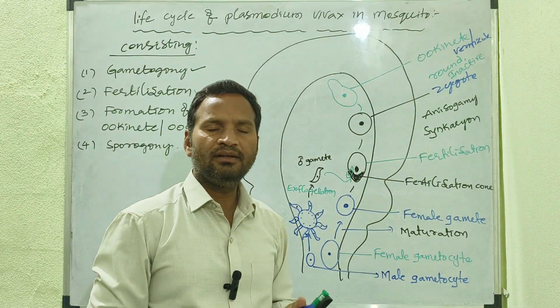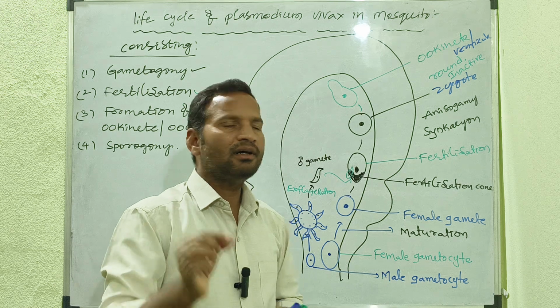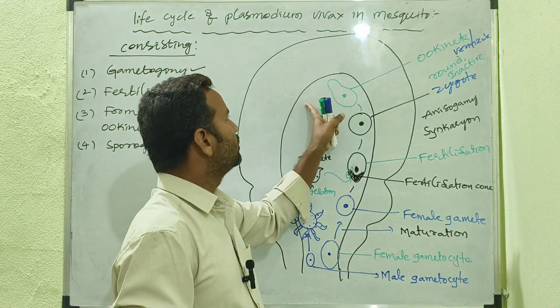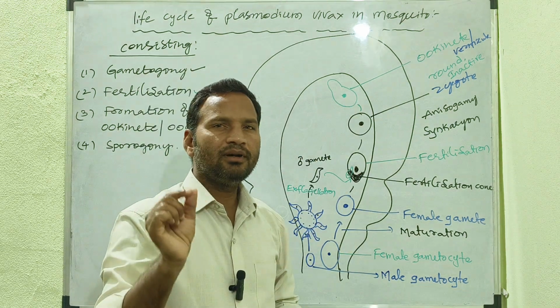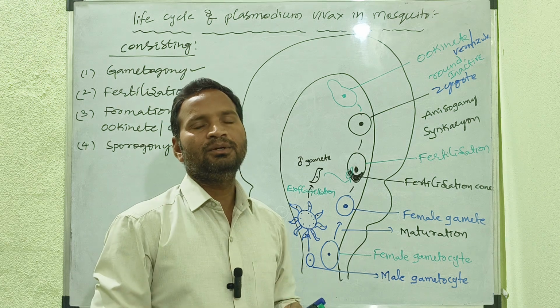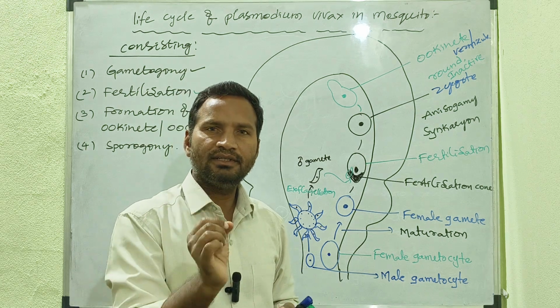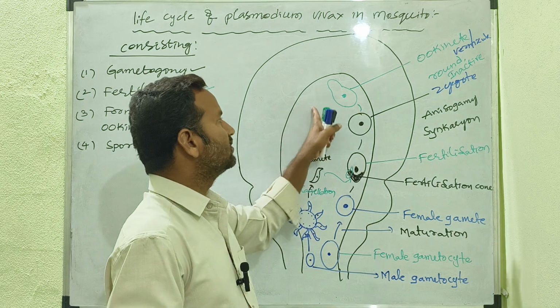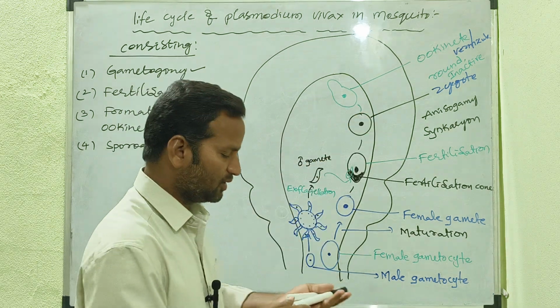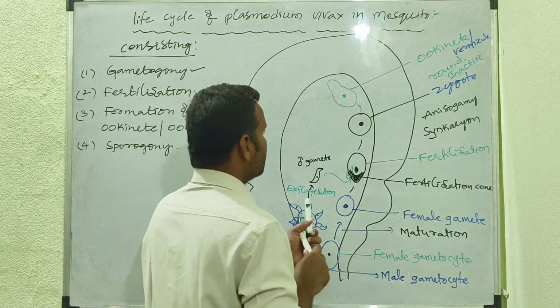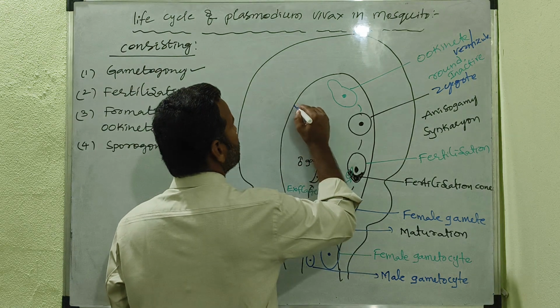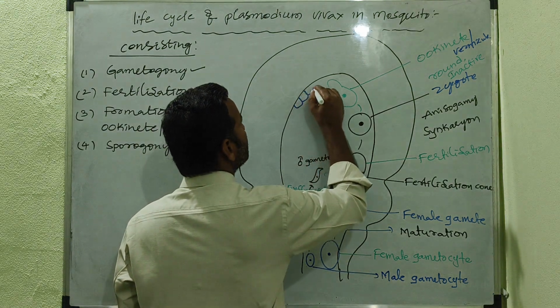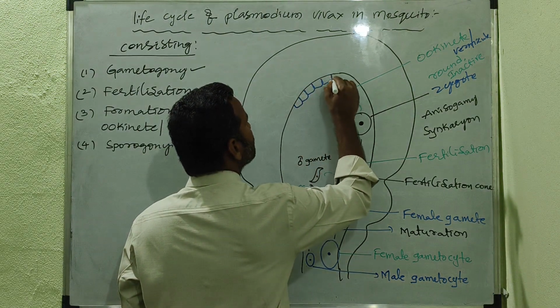Then the ookinete or vermicule pierces the wall of the crop of the mosquito and settles beneath the basement membrane of the wall of the crop of the mosquito. Now see there, what I am saying here, this is the wall of the crop of the mosquito.